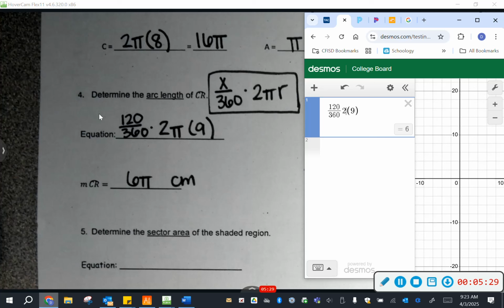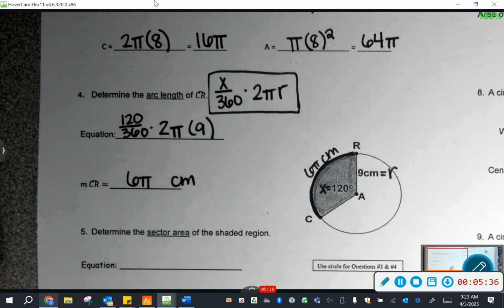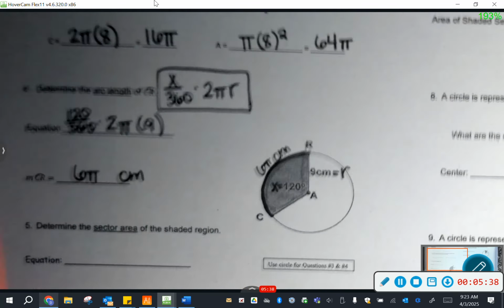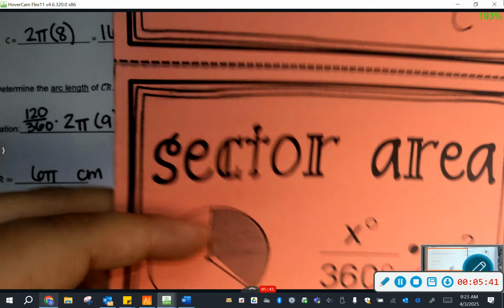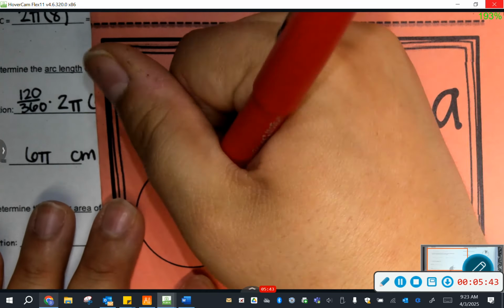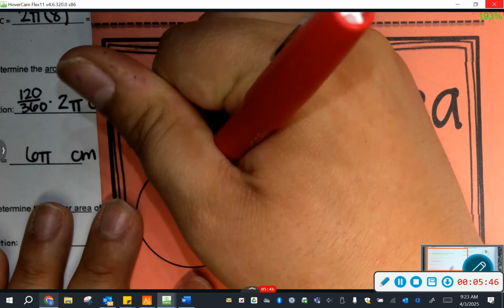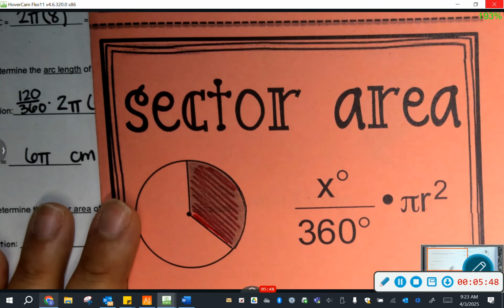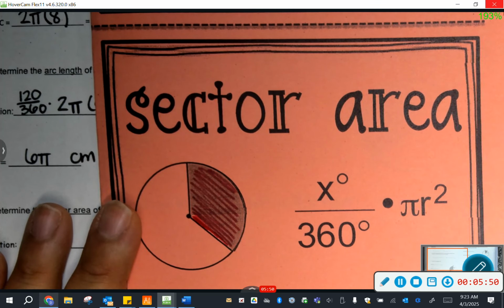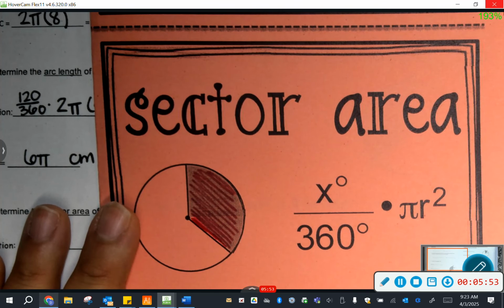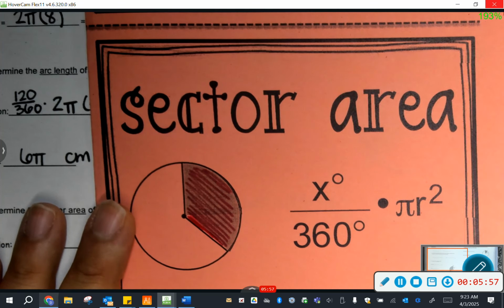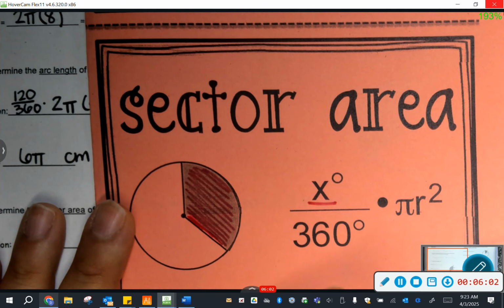All right. The other thing that we learned yesterday, can I move on or are y'all still writing? Okay. The other thing that we learned yesterday is sector area. What sector area is, it is telling me how much piece of pie or piece of pizza is shaded. The area there. And it's almost the same formula. You're still going to do x over 360. You're still doing part over whole.